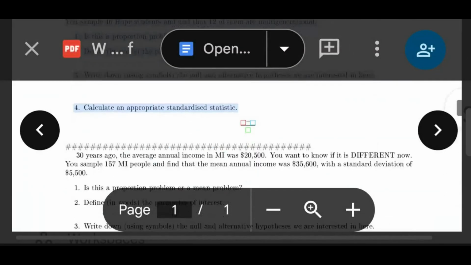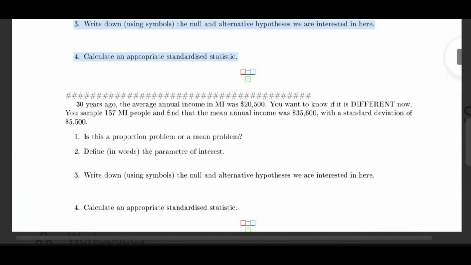Let's talk about this one. 30 years ago, the average annual income in Michigan was this. Again, fake, okay? I just made some numbers up. You want to know if it is different now. See, different. You sample 157 Michigan people, and you find that now the mean annual income in your sample was 35,600 with a standard deviation of that amount.